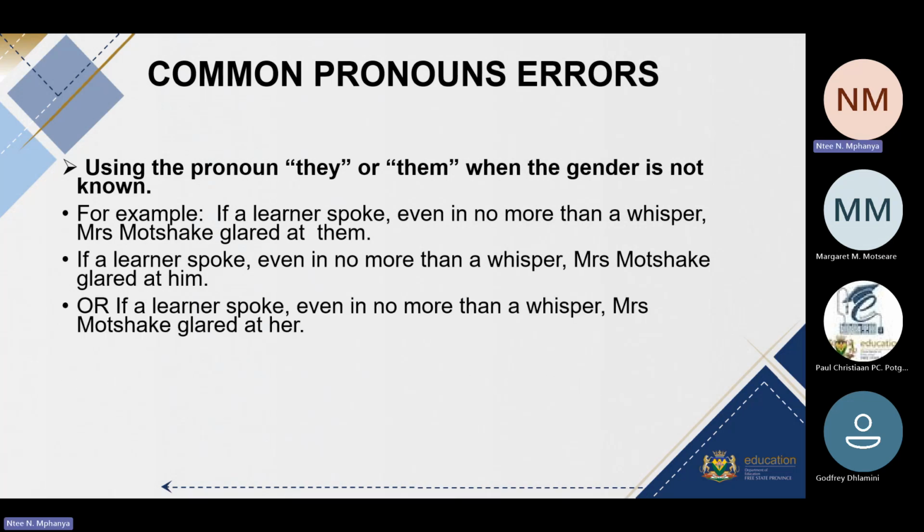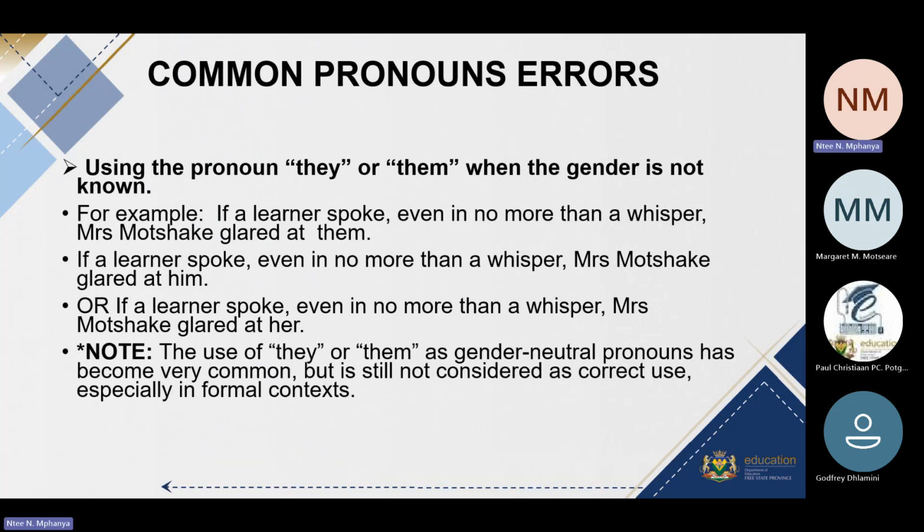If a learner spoke even in no more than a whisper, this one now is for an alternative. Mrs. Motseka glared at her. But I've already advised you, for a proper English way, please speak with him if the gender is not known.